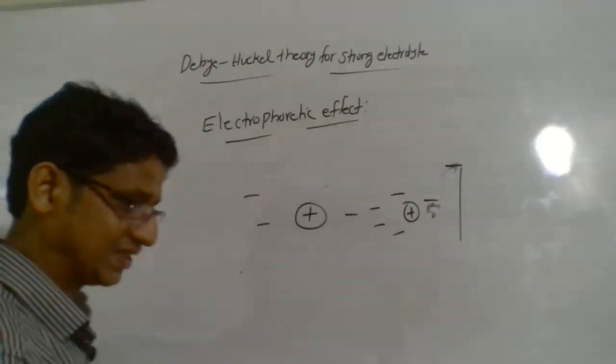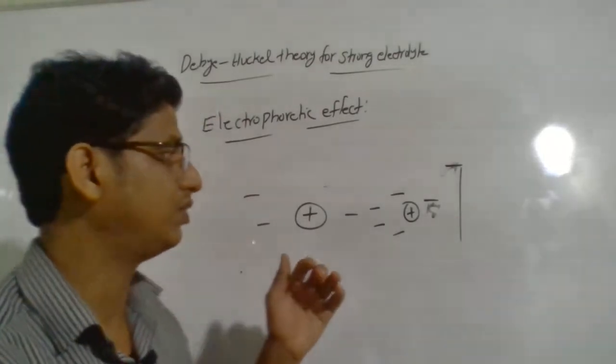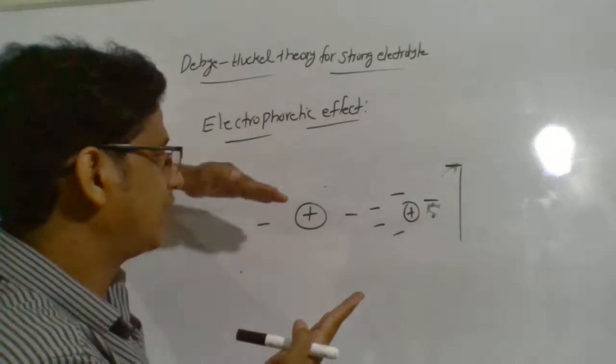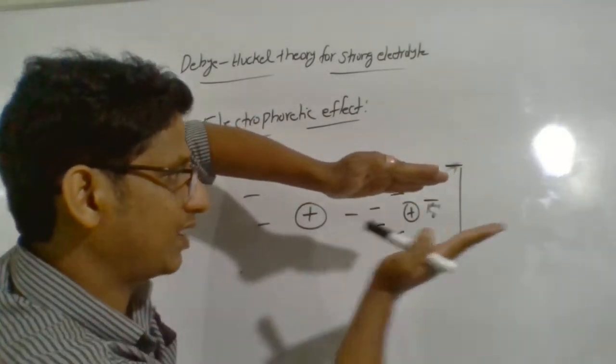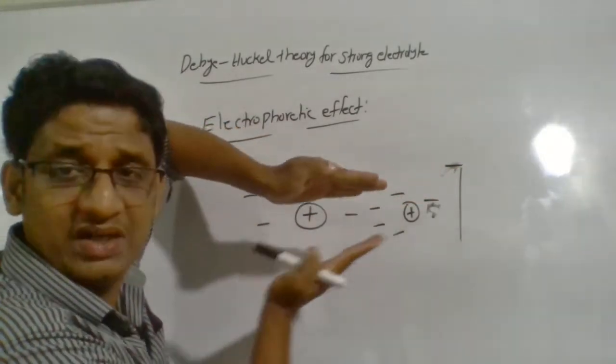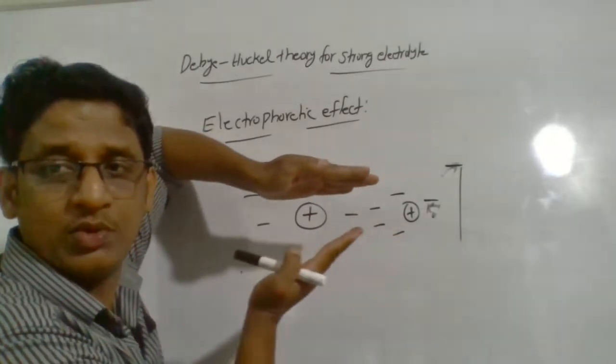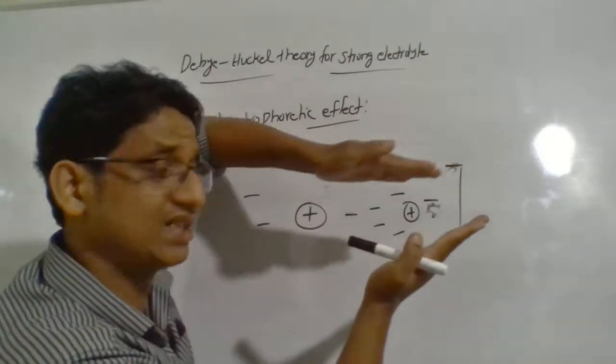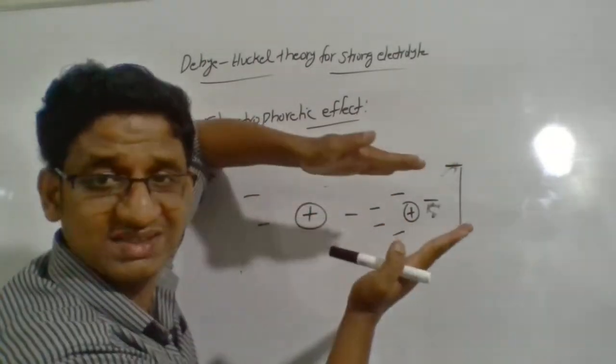Electrophoretic effect. Again, you have to imagine an upper layer and a lower layer. The upper layer is moving in one direction, the lower layer in the opposite direction. Where everyone moves in the same direction there is no retardation, and that would increase the mobility.